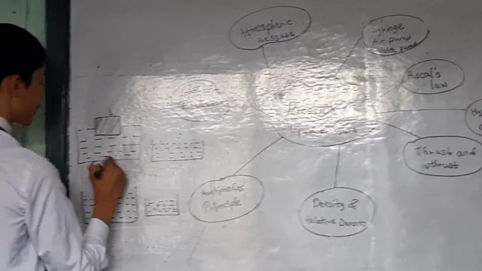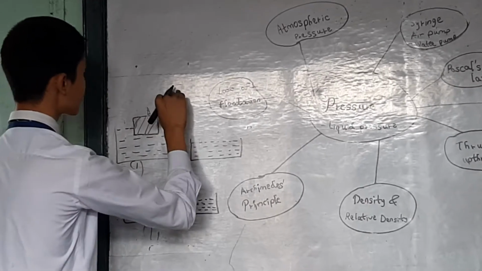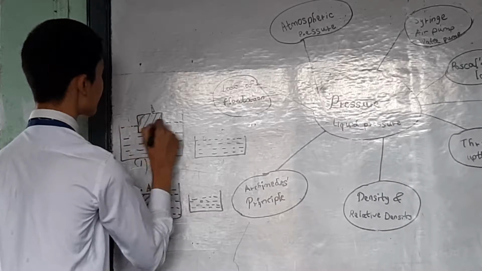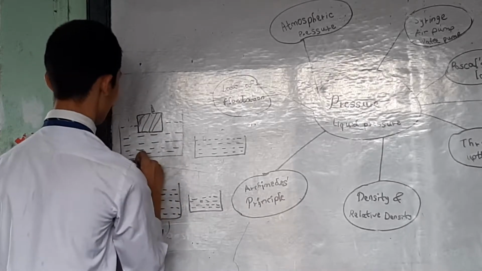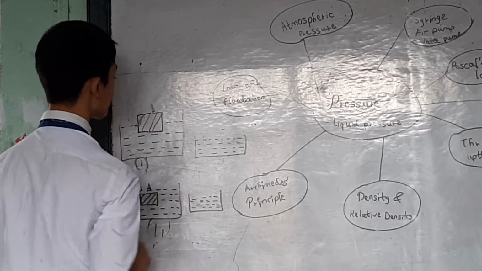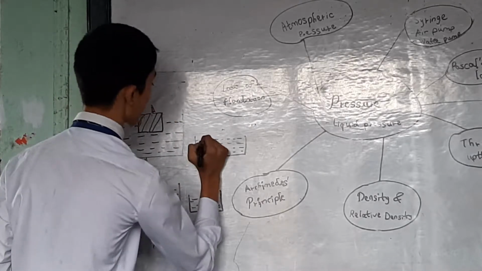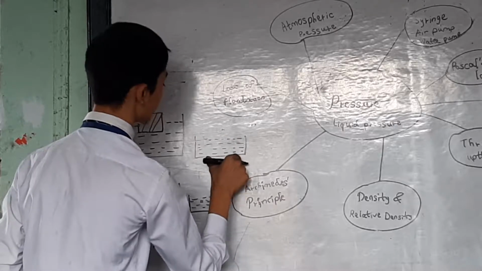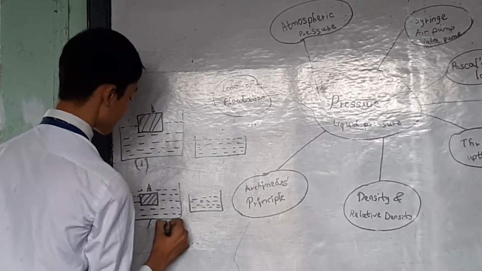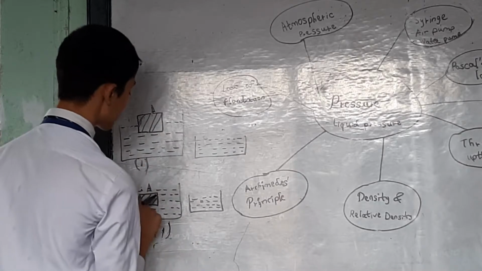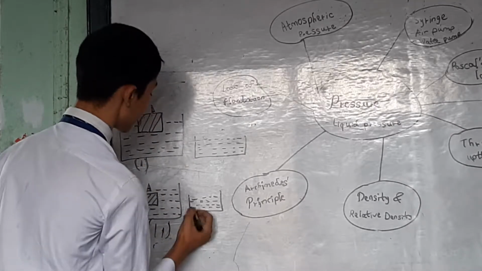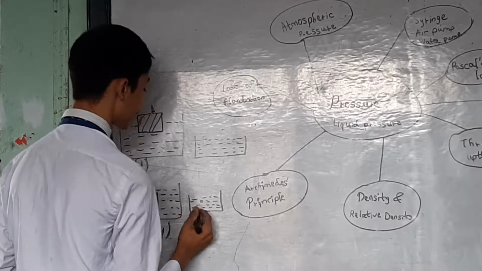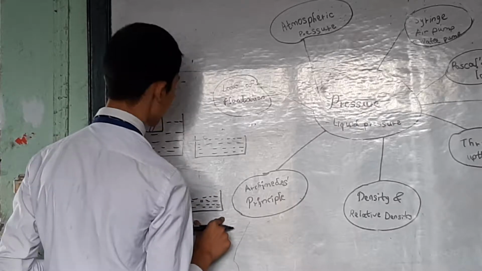Now, here are two figures. In the first condition, there is a body A, and it is partially immersed into the fluid. In this condition, this body displaces a certain amount of fluid, and let's say that fluid is collected in another container. And in the second case, the same body A is completely immersed inside the liquid, and it also displaces a certain amount of fluid, and it is also collected in the beaker.